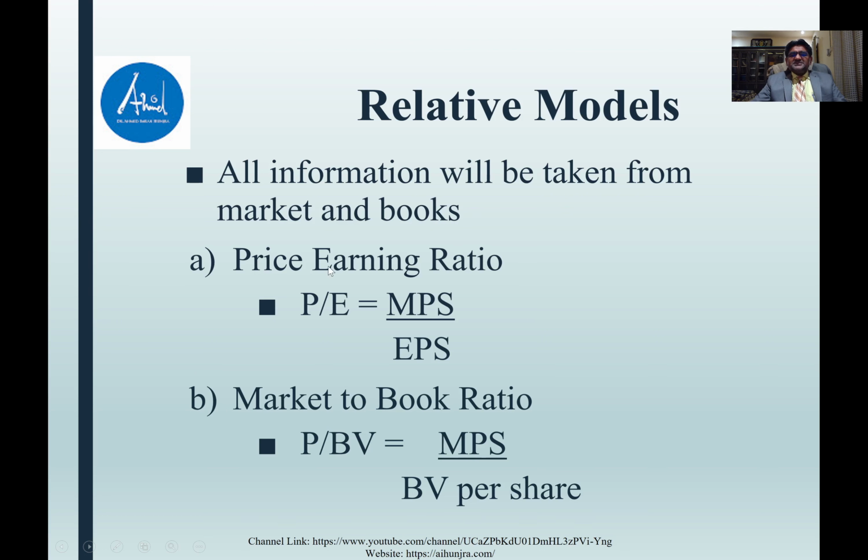If we look at the price to earning ratio, what is price? That is the market price per share. What is earning? That is EPS, earnings per share. We can find the fair price or fair value of the stock. Another model is the market to book ratio, market price per share divided by book value per share. We can calculate the market to book ratio under the head of relative models.